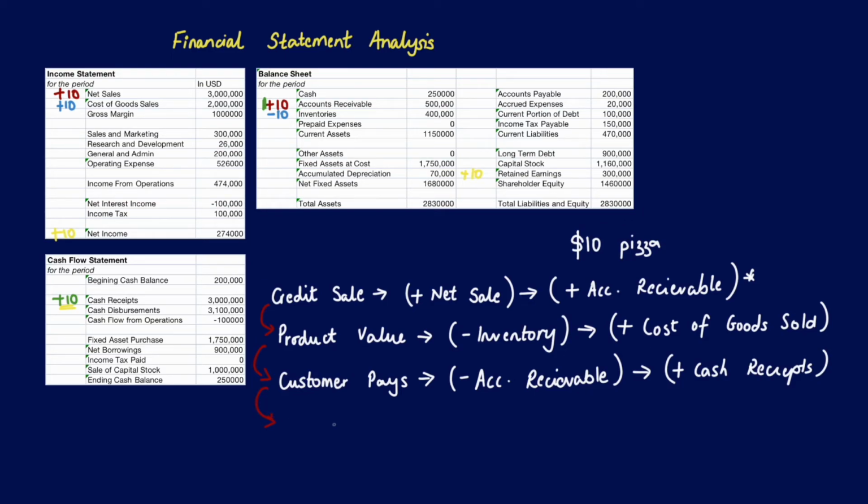And of course, the cash coming into your account means that you've had a bump up in the earnings that you made, so that is a plus for the retained earnings. And your net income.